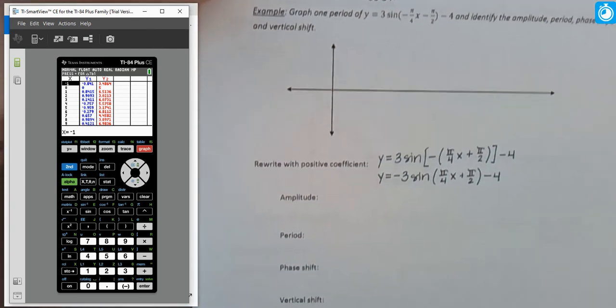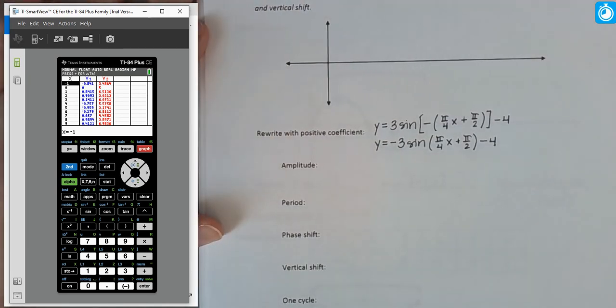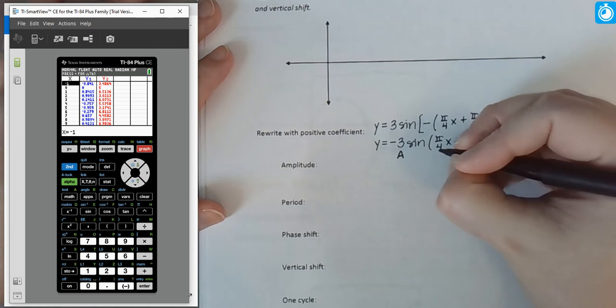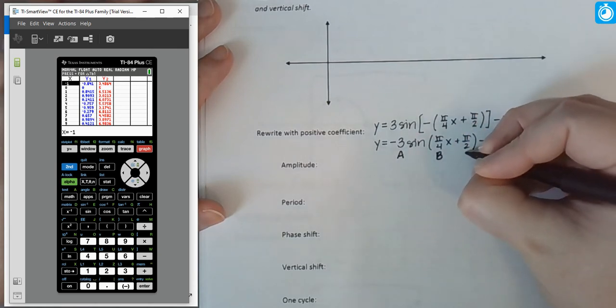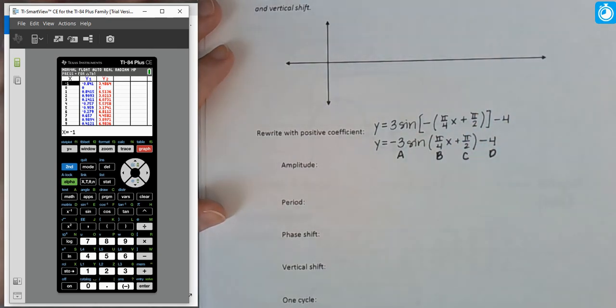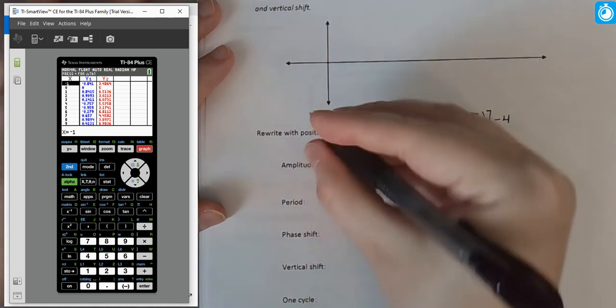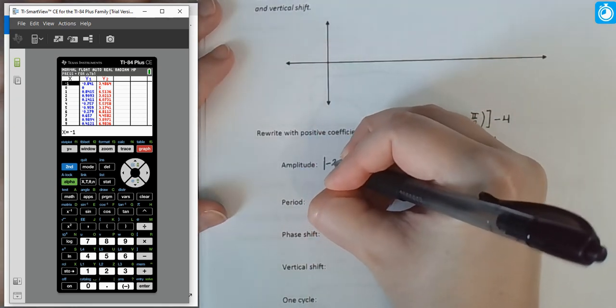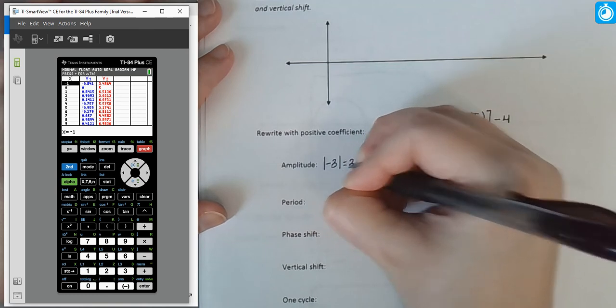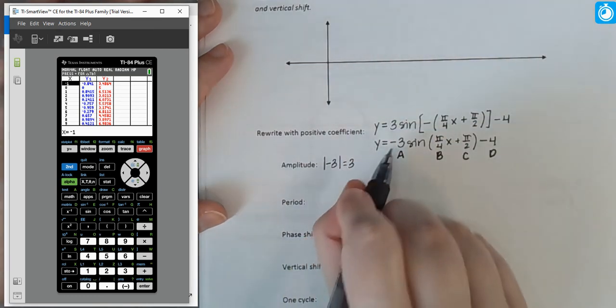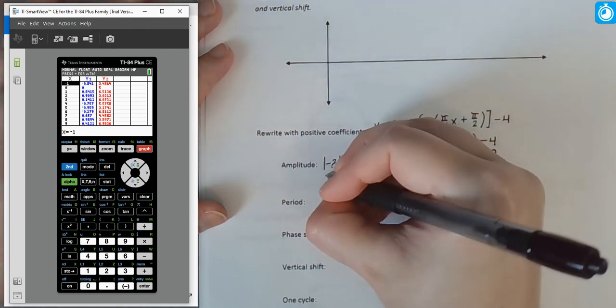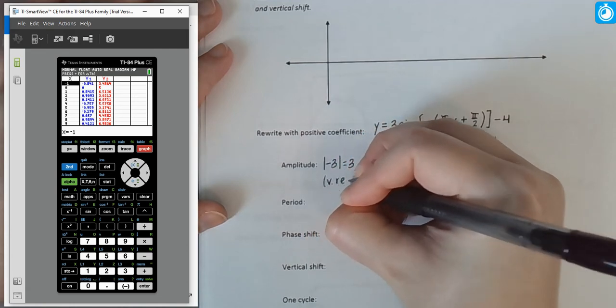Okay, well, once we're in that form, we have everything we need. So here's our A, here's our B, here's our C, here's our D. A in this case is negative 3, so our amplitude is the absolute value of negative 3, which is going to be 3. Because there's a negative, we're going to have a vertical reflection. So I'm going to make a note of that here.